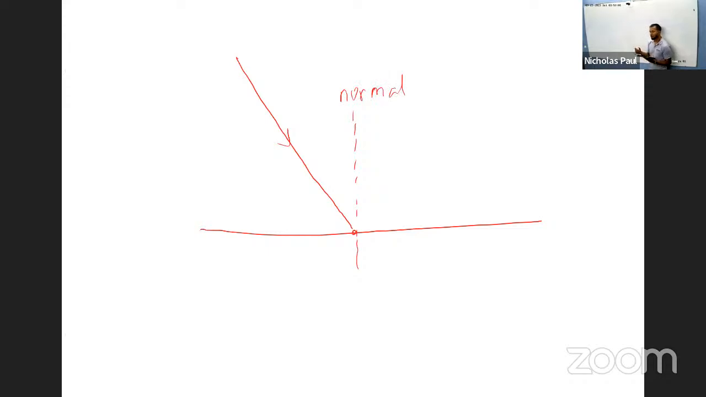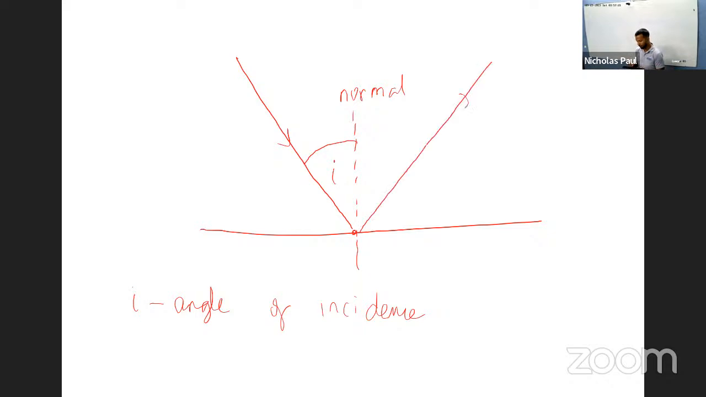And how do you measure your angles? From your ray to your normal. That is called the angle of incidence. The special property about reflection is that that angle is equal to the angle of reflection. So i is equal to r all the time. That's a special property of reflection, and that's what you would have seen in the handout.